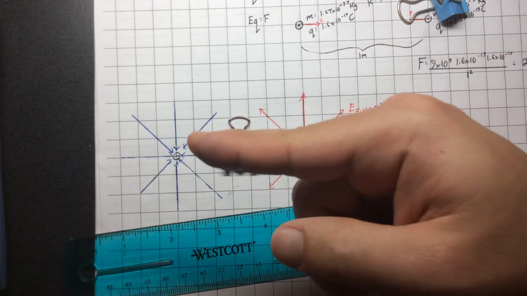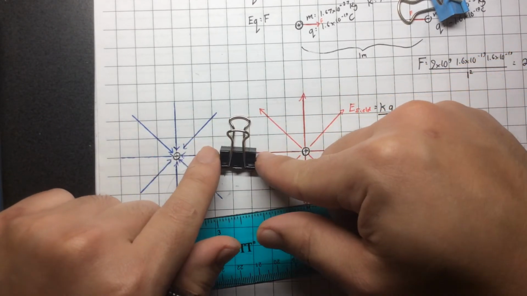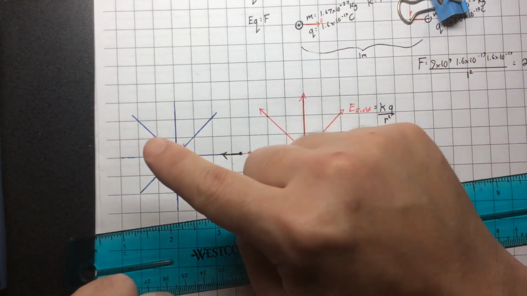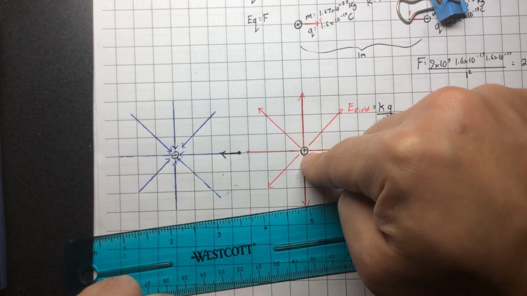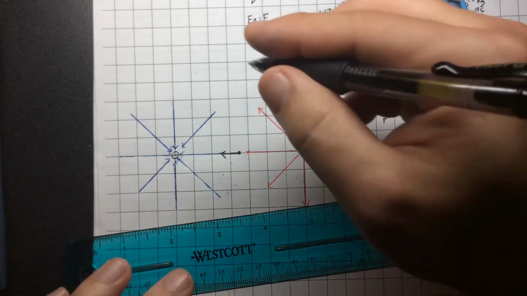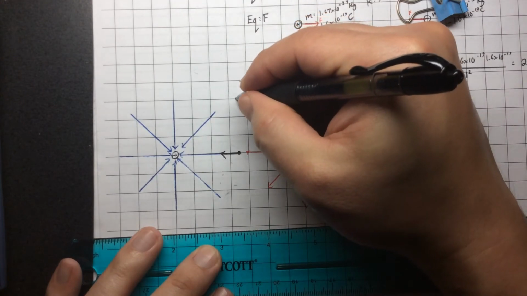It's going to feel a force that way. And so this binder clip that's positively charged would feel a force to the left, based on being pulled towards the negative charge and pushed away from that positive charge. And so my electric field will point to the left. What about up here?